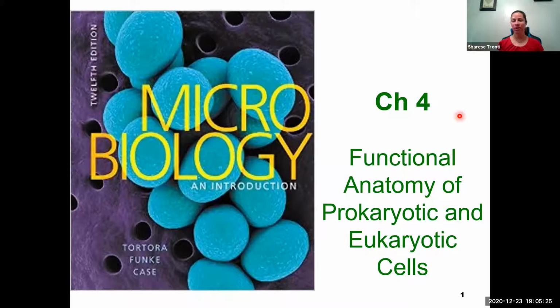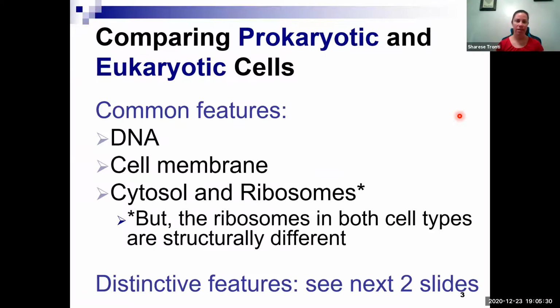Chapter 4 on the anatomy of cells. So there's two main categories of cells. We have prokaryotic cells and eukaryotic cells. Now all cells have DNA, which carries their genetic information. All cells have a cell membrane, which has cytosol inside of it. And all cells have ribosomes, which help make the proteins. The type of ribosome is different in prokaryotic and eukaryotic cells, but they both have ribosomes.